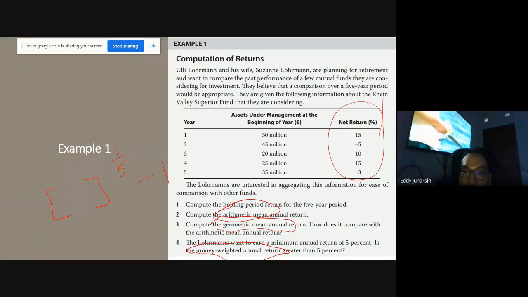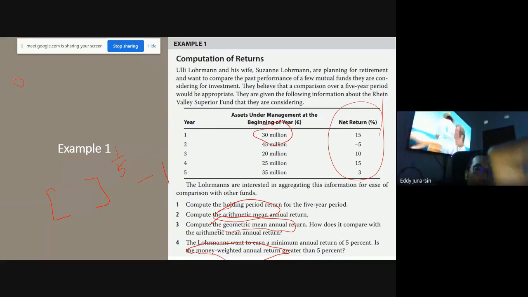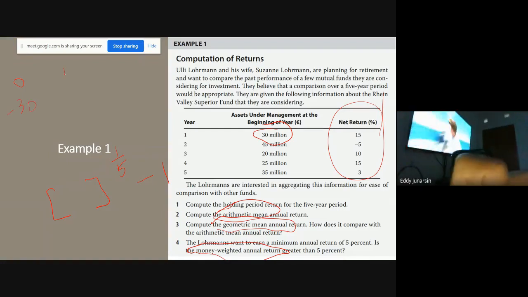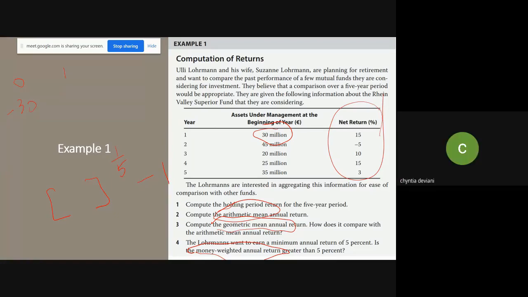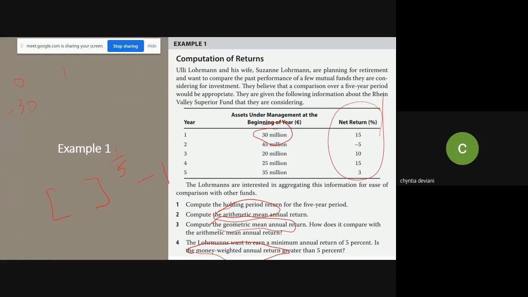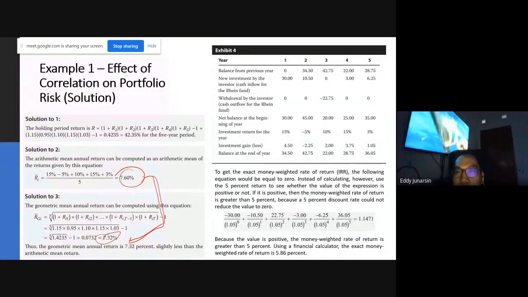So what do you think? You started from 30 million. So what is the cash flow at year 0? Minus 30 million, sir? Yeah, minus 30. Yeah, that's right. So year 1? Minus 10.5. Where is it from? Yes, he made a new investment of 10.5. Yeah, because you also earn money. So yeah, better use this one.